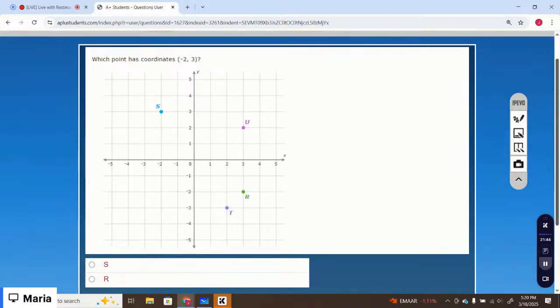Each point has the coordinates -2, -3. X is -2, y is 3. So S has the coordinates -2 and 3.